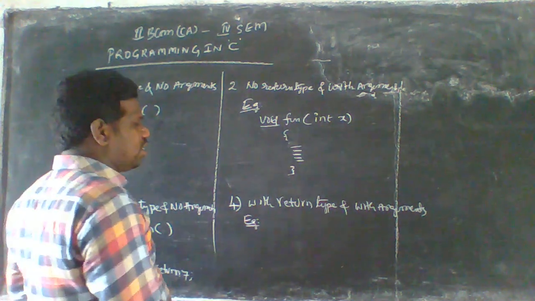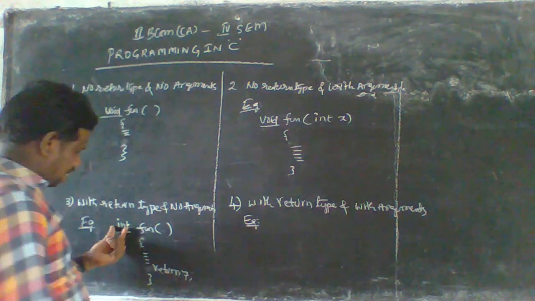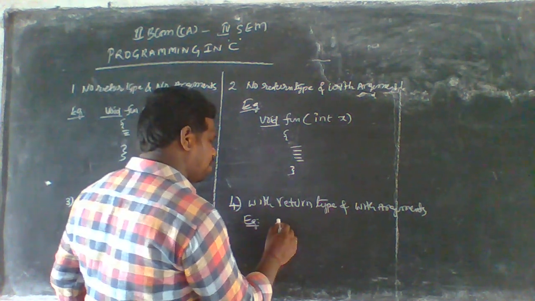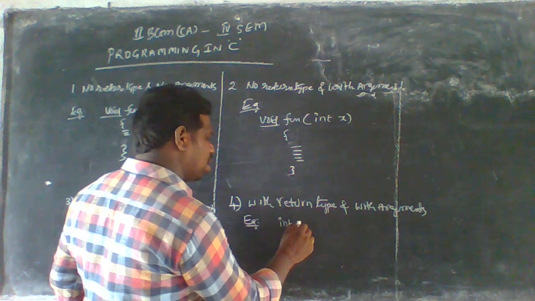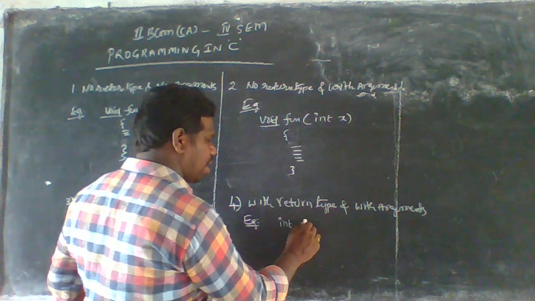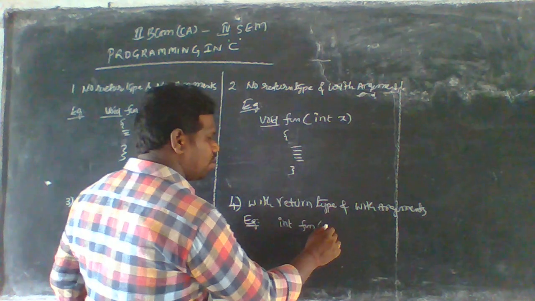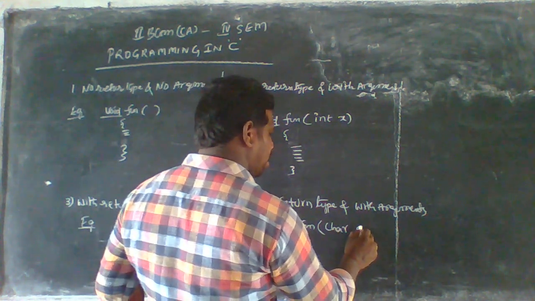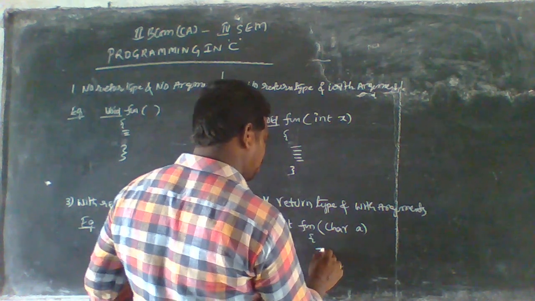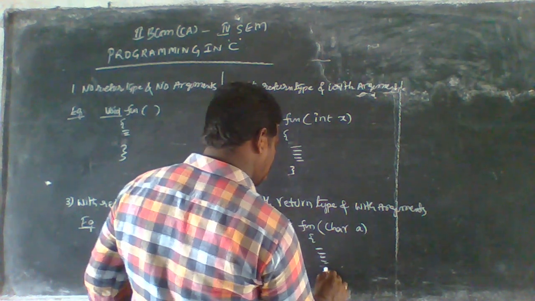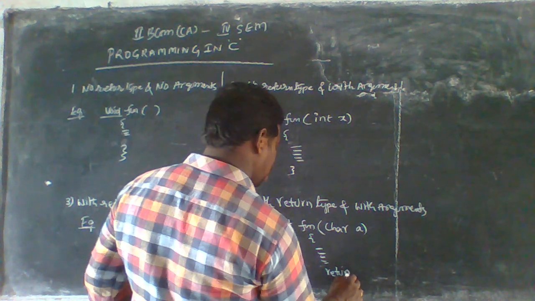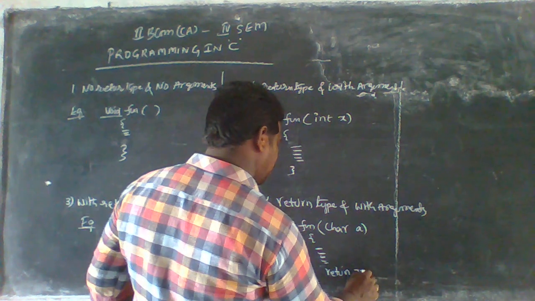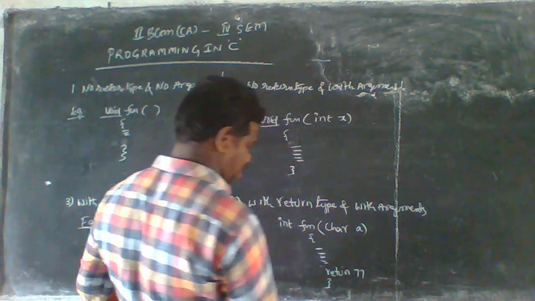And the fourth one is called with return type, that means with return type and with arguments. In this section, we have to declare some different variables like this. So int, which is one of the return types, and we are using the function one. And here I am declaring the variable a here. Close this, open the braces, and close this, and return 77. Close it here.